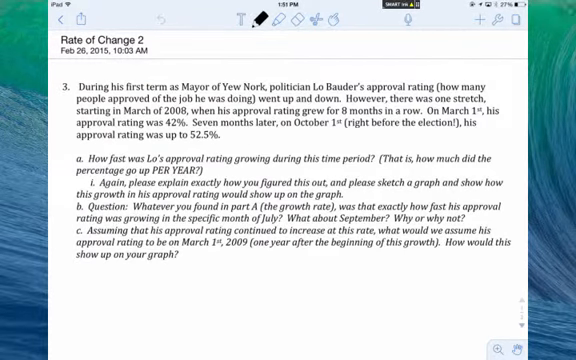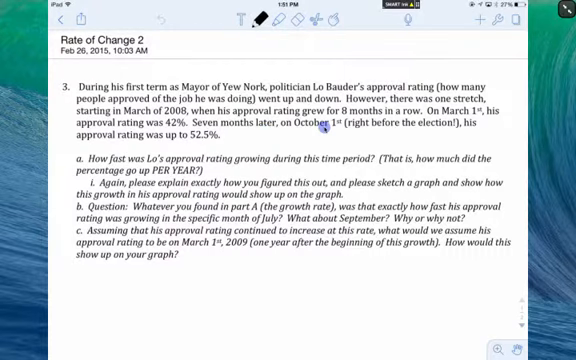So in this example, we're going to talk about a politician named Low Botter, and he's the mayor of New York in this hypothetical example, and we're going to talk about his approval rating. An approval rating is just what percent of people approve of the job that he's doing. And we're going to say that there was one stretch starting in March of 2008 when his approval rating grew for 8 months in a row. On March 1st, his approval rating was 42%, meaning that 42% of the people surveyed said, yes, I approve of the job that Low Botter is doing as mayor.